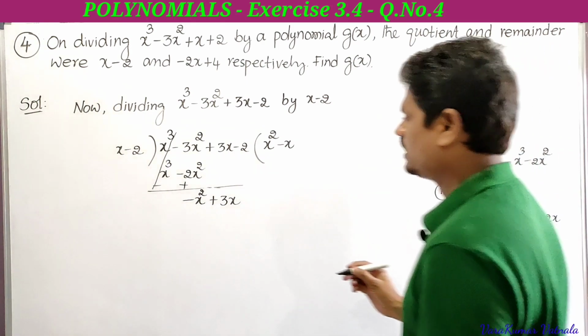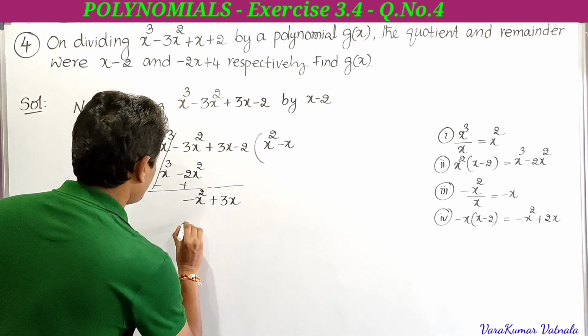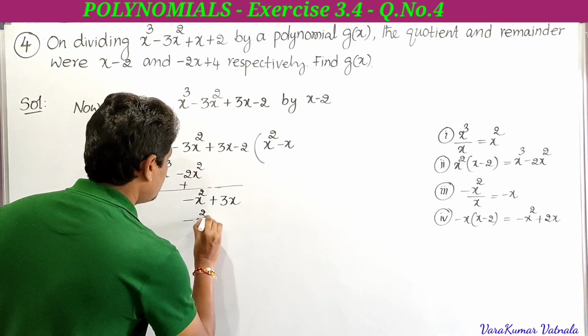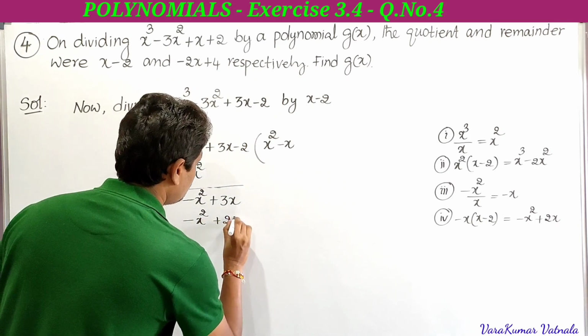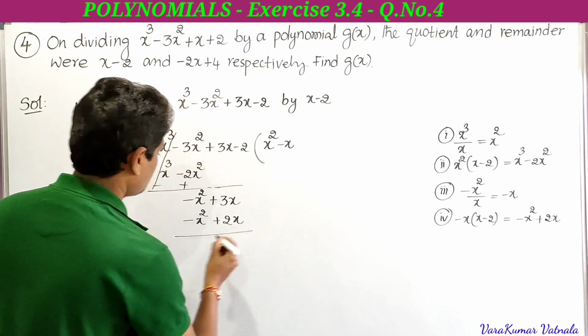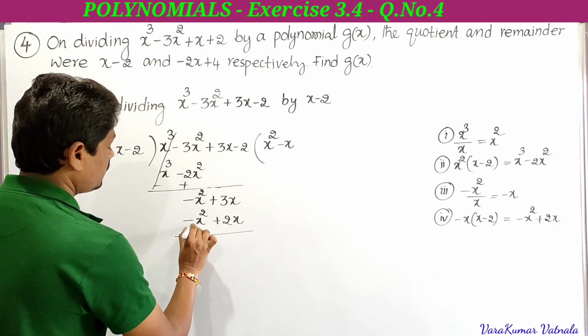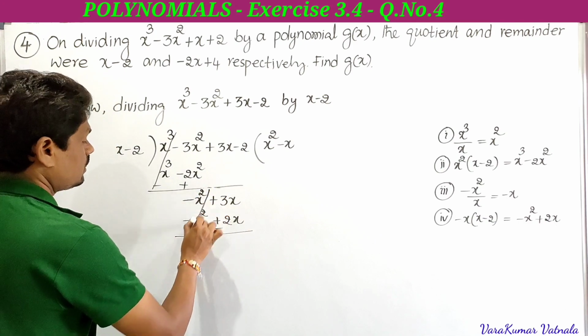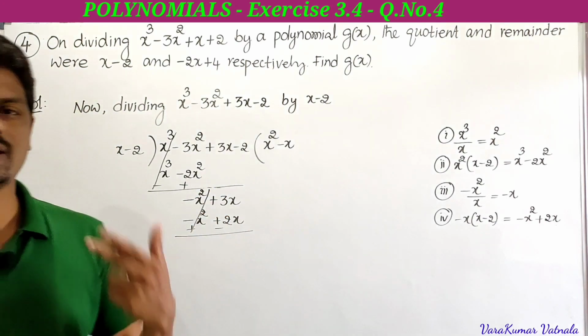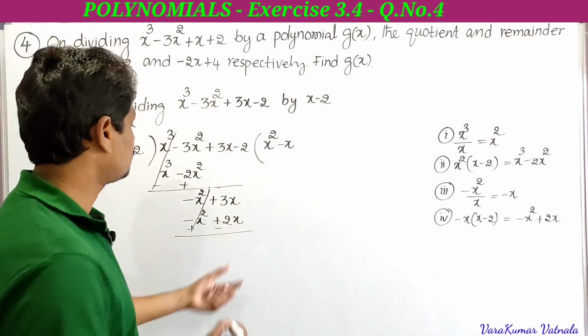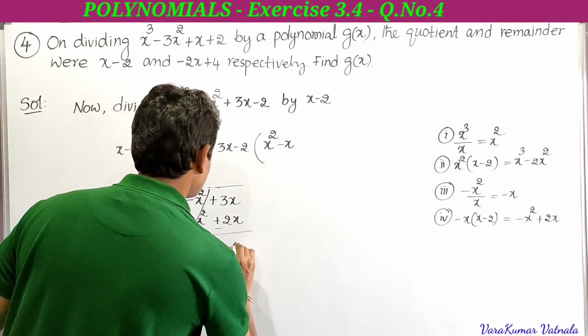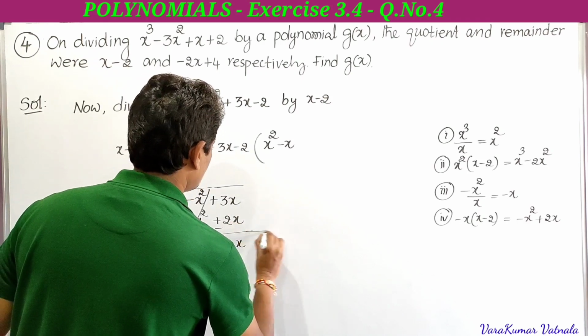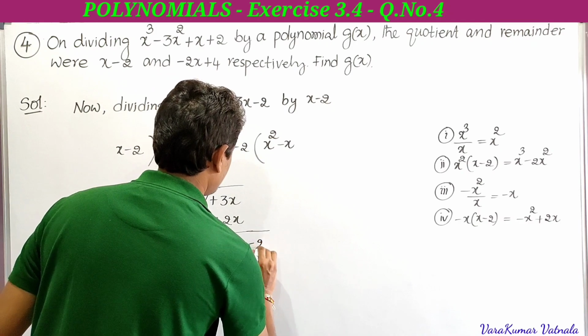So write minus x square below the x square term, and write plus 2x below the 3x term. Now subtract these two, the signs change, and minus x square plus x square gets cancelled. So now it is 3x minus 2x, we get x. There is minus 2 here, take minus 2.